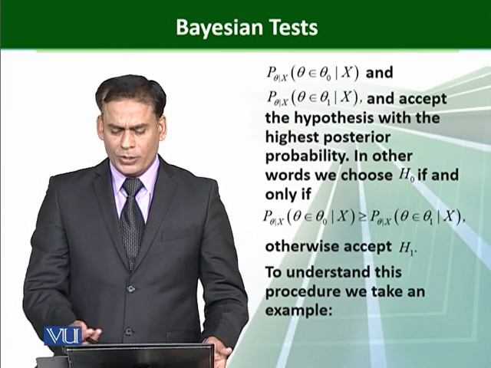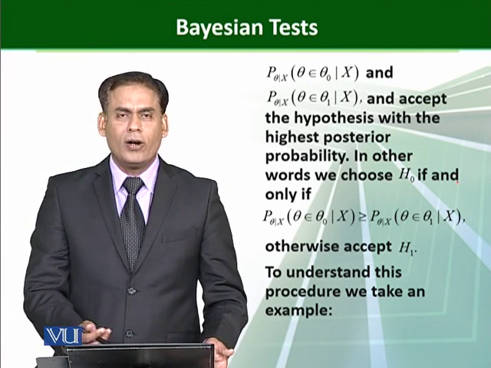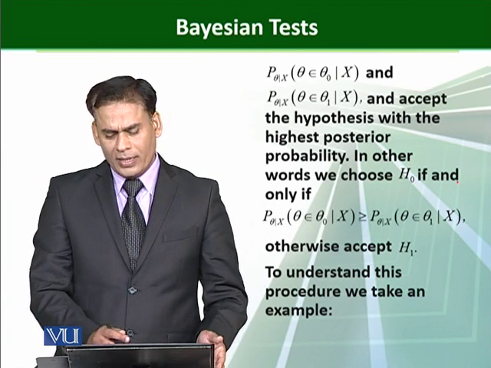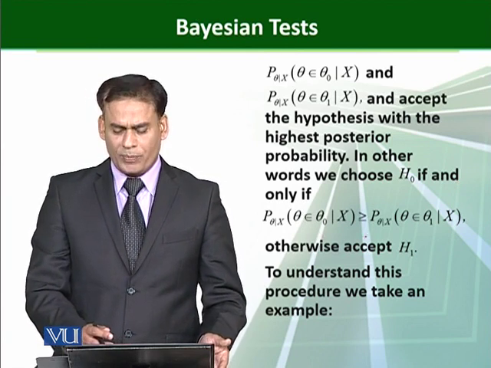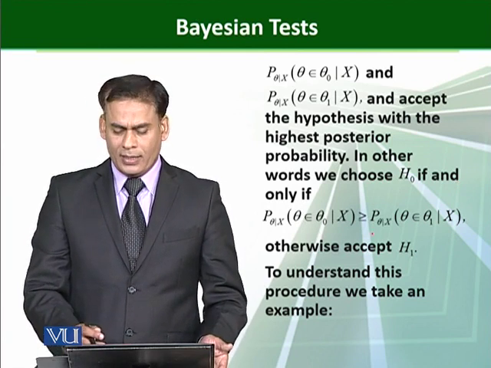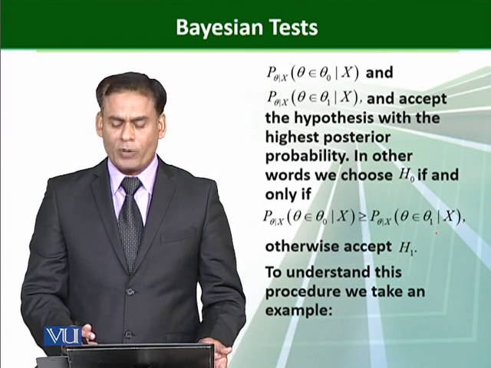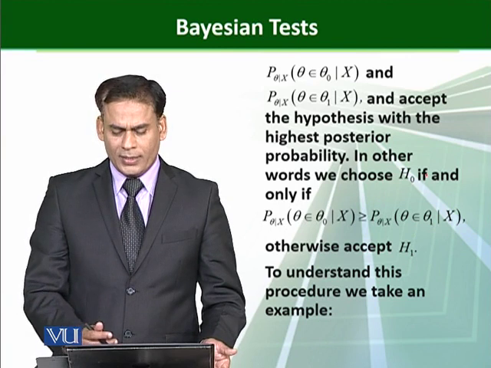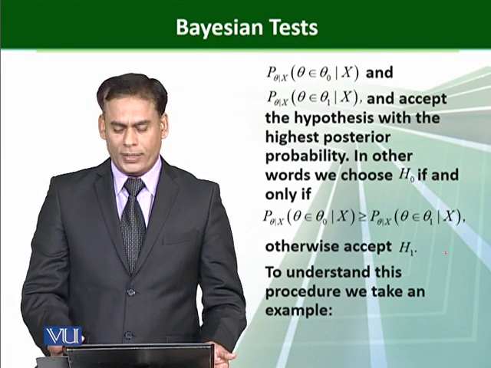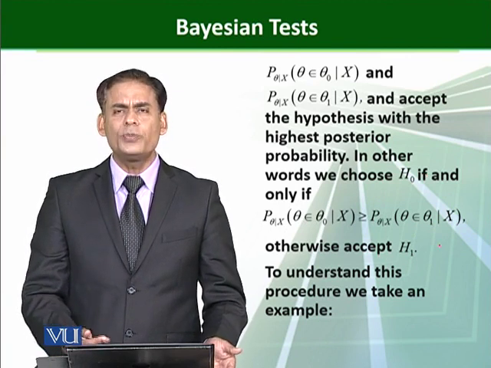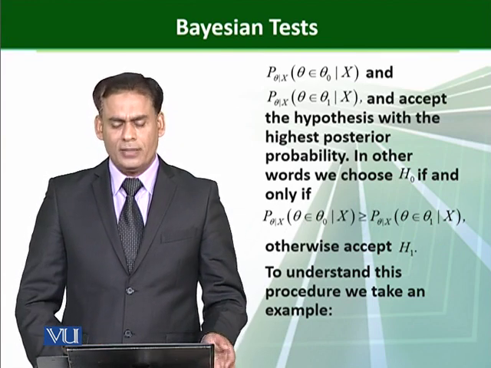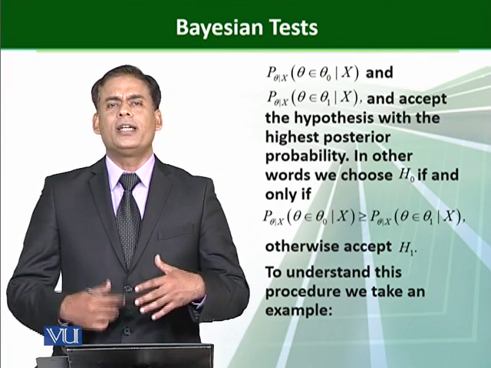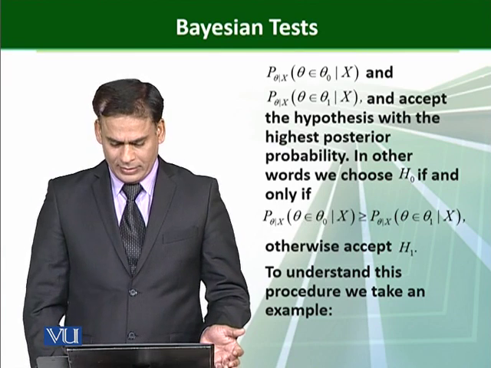In other words, we choose H0 if and only if, अगर हमारे पास null hypothesis की posterior probability बड़ी आती है alternative hypothesis की probability से, तो we accept H0, otherwise we accept H1. To understand this procedure, we take an example so that one can understand how we can apply the Bayesian tests.